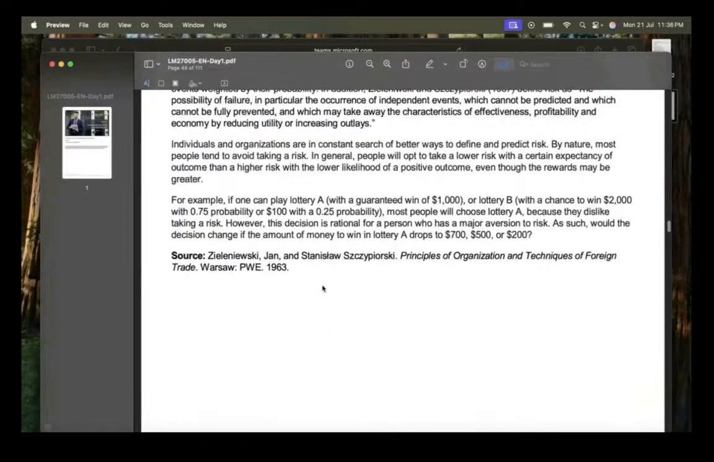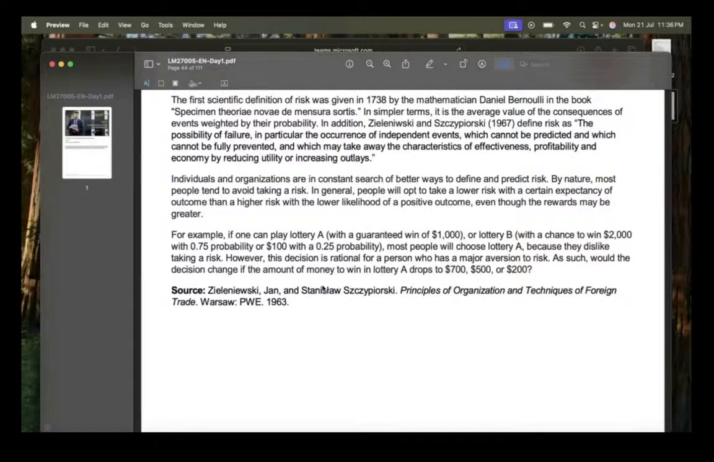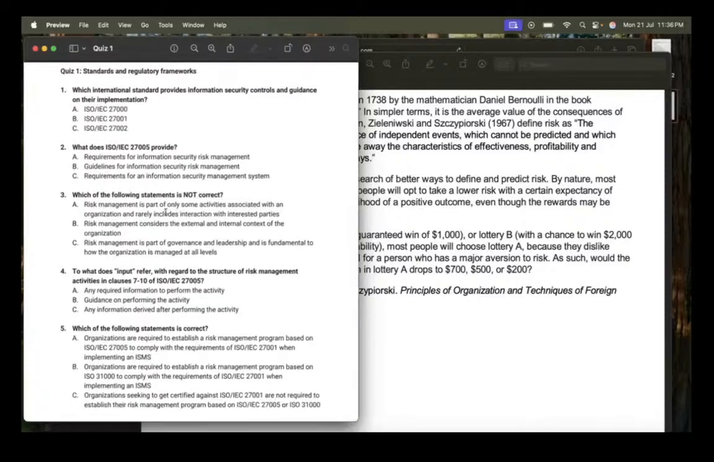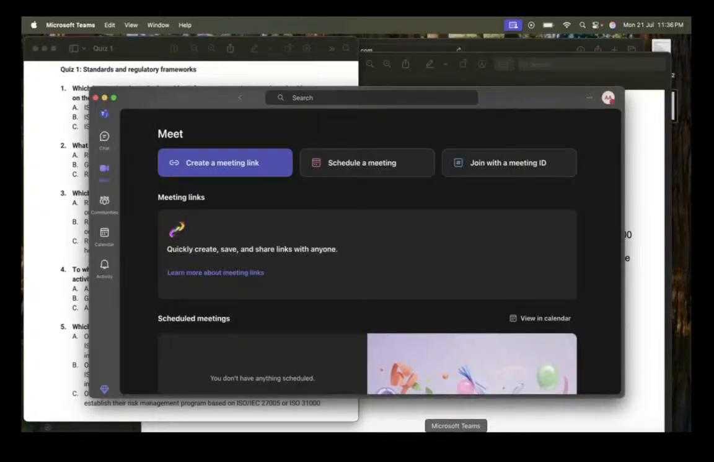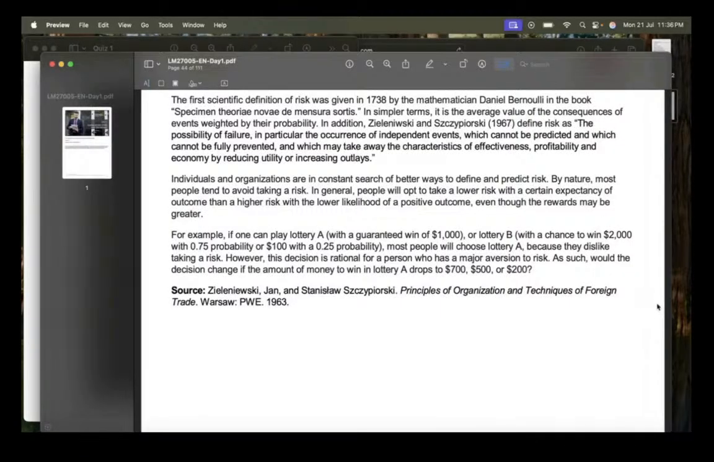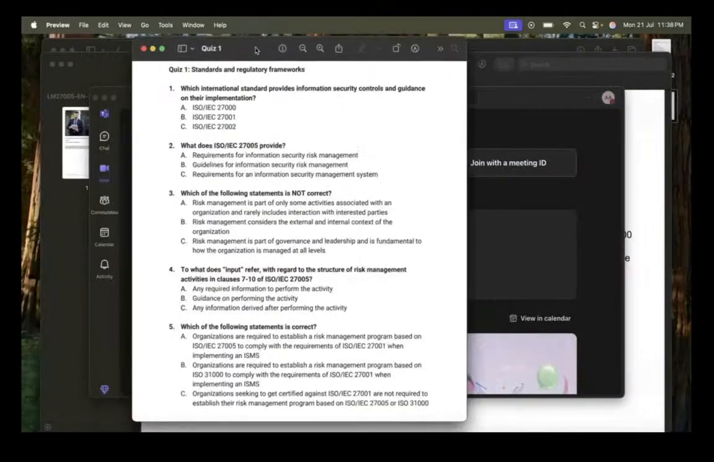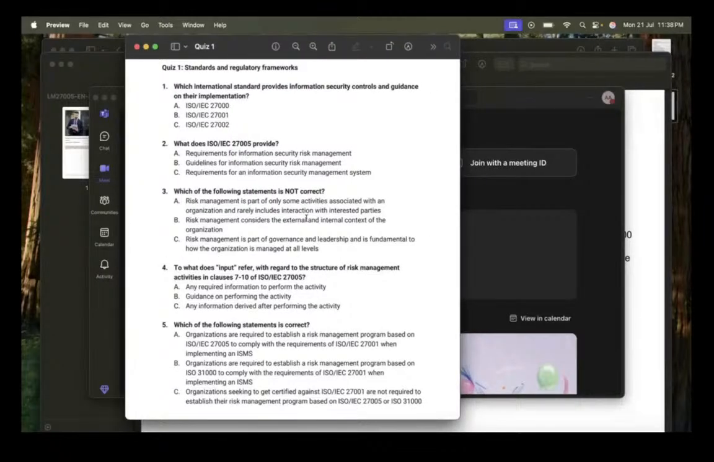But before we move forward, to make it more interactive, we can just start with a quiz. I will share this quiz with you. I have a little quiz, and maybe you can help me with that and make the session more interactive. Let me just share this. Okay, so we have these questions. I will read them for you.